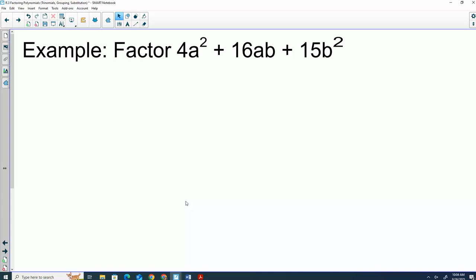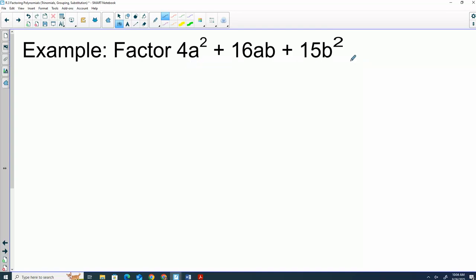My variables, my first term has an a squared, my last term has a b squared. My middle term has both a and b. So it's actually like that quadratic format. Think about when you do slip and slide.